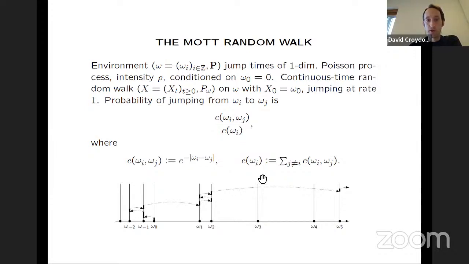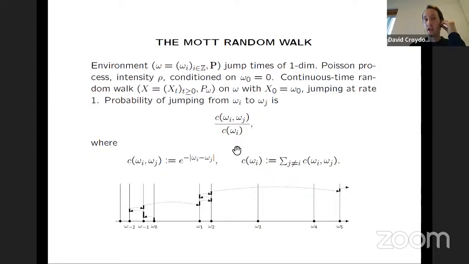Okay, and well, for a Poisson process, it's not a difficult exercise to check that the total sum of these conductances out of a vertex is finite. I mean, the distances are just growing linearly with the distance between i and j, and so this thing is finite, and so this walk is well defined.